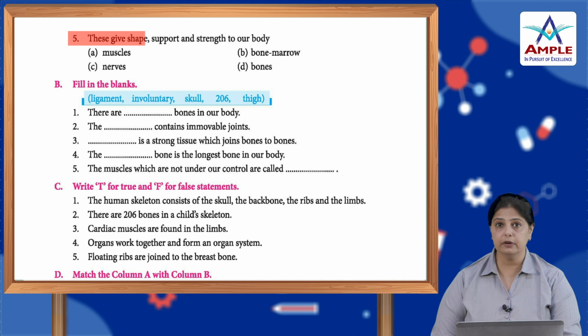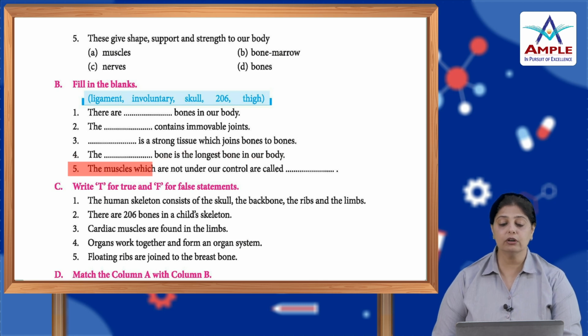These give shape, support and strength to our body: muscles, bone marrow, nerves or bones? Bones. There are 206 bones in our body. Fill in the blanks. The skull contains immovable joints. The ligament is a strong tissue which joins bones to bones. The longest bone in our body is the thigh bone, or femur.